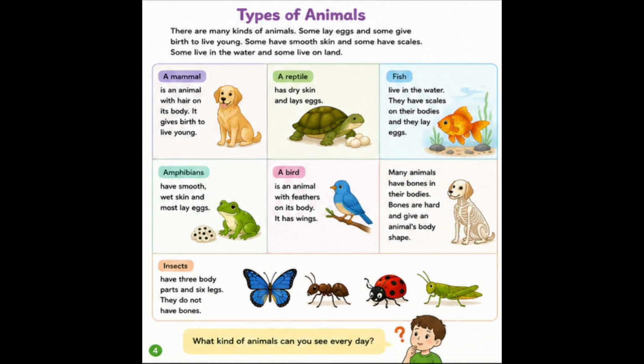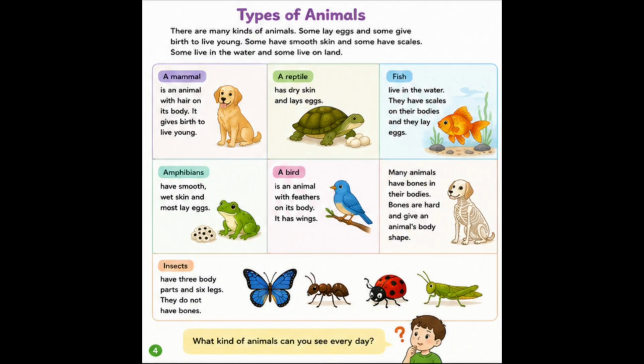A reptile has dry skin and lays eggs. Fish live in the water. They have scales on their bodies and they lay eggs. Amphibians have smooth, wet skin and most lay eggs. A bird is an animal with feathers on its body. It has wings.